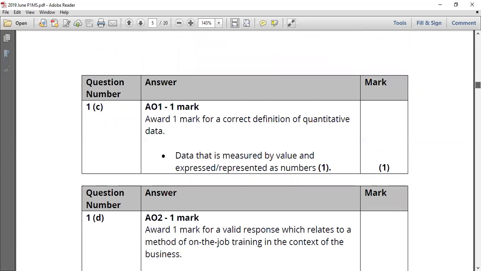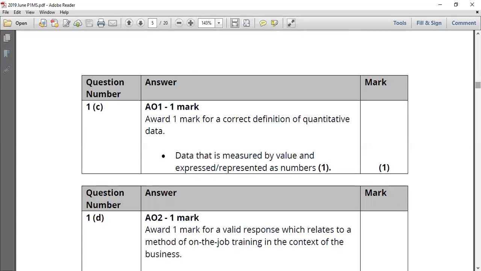Then part C, question 1 part C, asking the definition of quantitative data. Quantitative data means data that is measured by value and expressed or represented as numbers, numericals. Quantitative data means data represented by, measured by value, or expressed as numbers, measurements, numericals. The word numerical must be there to get the 1 mark.